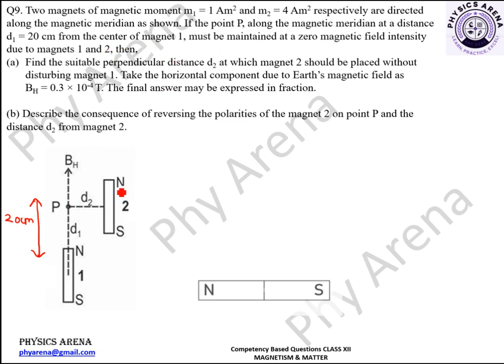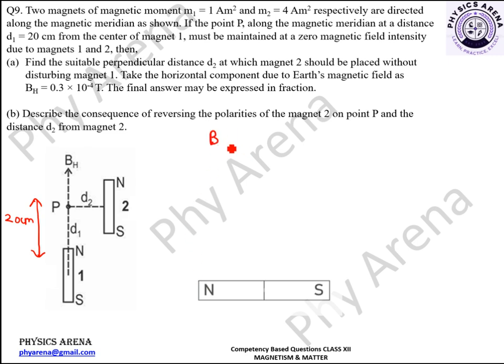Now we have to place another magnet M2 at a distance d2 from P such that the value of magnetic field at P becomes 0. So it will always be 0. Before going into the question, let us study two important concepts.